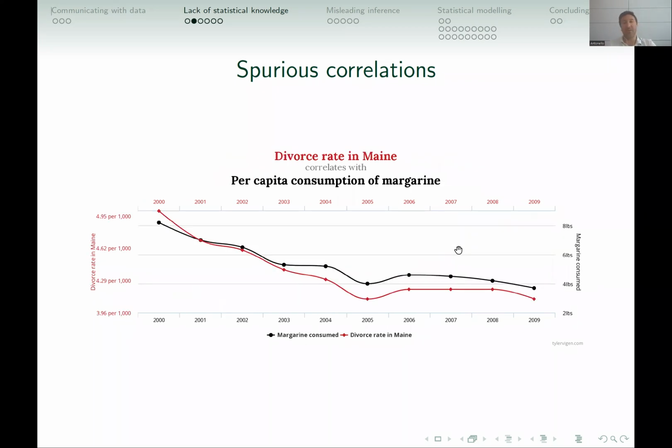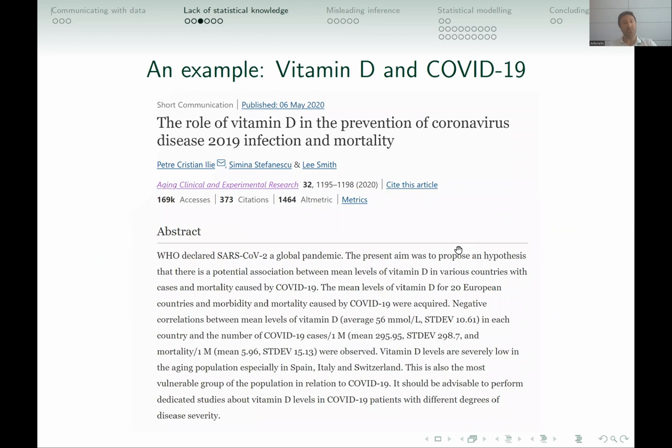Another example, the one I prefer from the book, the divorce rate in Maine and per capita consumption of margarine. Again, the two time series move together, so there is a strong association between the two, but I'm pretty sure that no one believes that the consumption of margarine would affect the divorce rate. But sometimes we have prior beliefs, and our prior beliefs drive our research. And there is a case that I would like to discuss with you about vitamin D and COVID-19.